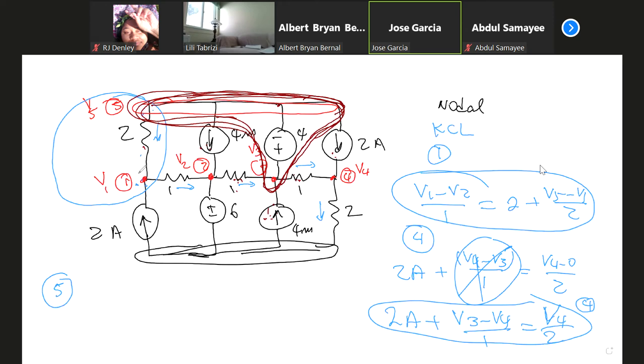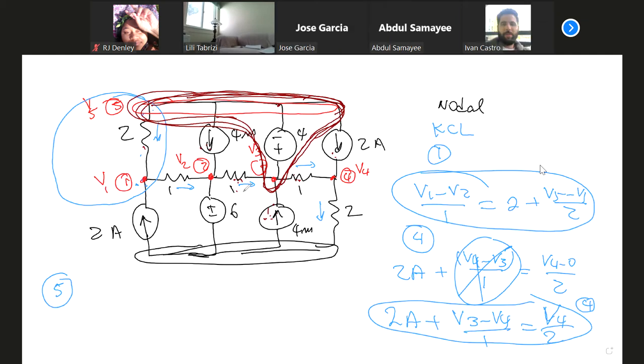What about for V2? Is that one entering or leaving? Which one? The current for V2. Is that entering or leaving? This is leaving. Entering. Entering. I mean, what is the direction?